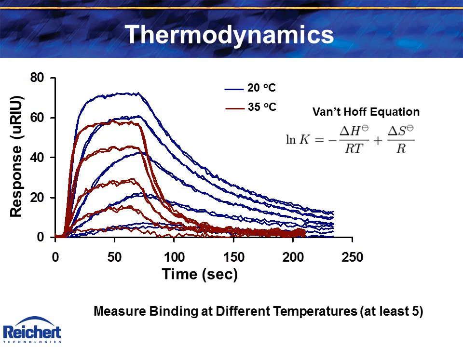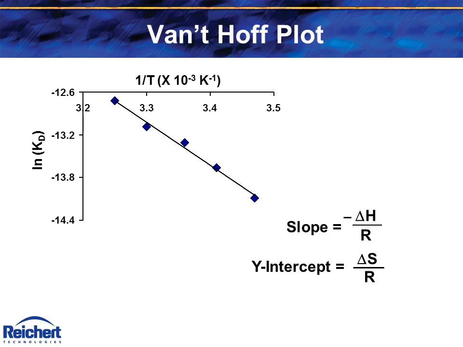Enthalpy and entropy are related to the equilibrium dissociation constant through the Van 't Hoff relationship, as shown in the inset equation. Now, if we plot the natural log of the equilibrium dissociation constant versus reciprocal temperature, the slope is simply equal to negative enthalpy divided by our gas constant, while the intercept is simply equal to entropy divided by our gas constant.